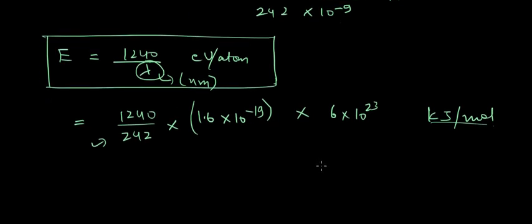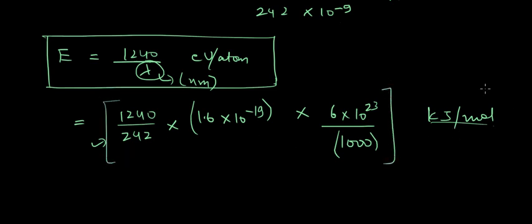For converting it into kilojoule, you have to again divide it with a factor of 1000, because this would be in joules. So to convert it into kilojoule per mole, just divide it with 1000. Okay, because electron volt times the charge would give joule, not kilojoule. So for converting this value which is in joule, you have to divide it with a factor of 1000. Now you can calculate the answer, and the answer should come out to be 4900 kilojoule per mole.